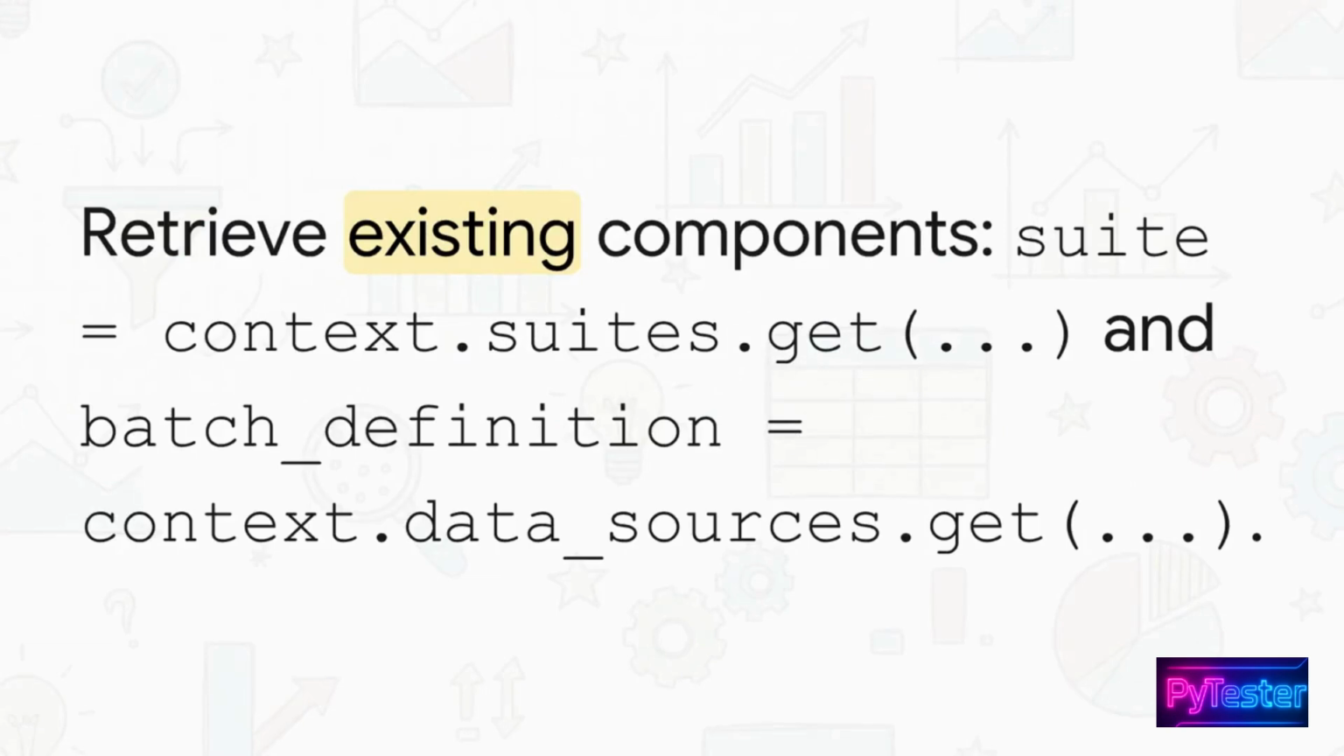Now, the main thing to notice here is that we aren't creating anything brand new. We're just pulling in the components we've already built. We're using our data context to go and fetch our expectation suite by name and then grab the specific batch definition we want to test. It's kind of like gathering your ingredients before you start cooking.